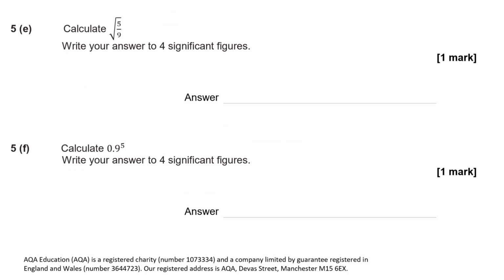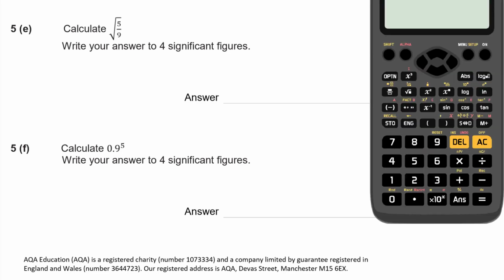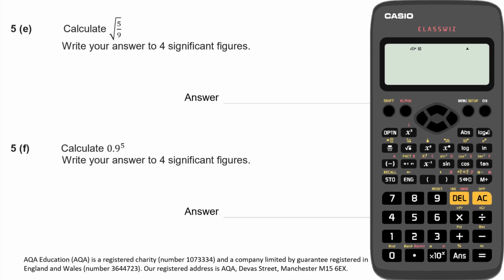5E, calculate the root of 5 over 9. Okay, again, we just need to make sure when we type this into the calculator, we type it in the same form. So I'm going to press the square root button, and then I'm going to press the fraction button so I can replicate that in the calculator. So 5 on the top, press the down arrow, 9 on the bottom. So the root of 5/9, what's that equal to? That's 0.7453559925. I'm going to write down all the digits to start with.